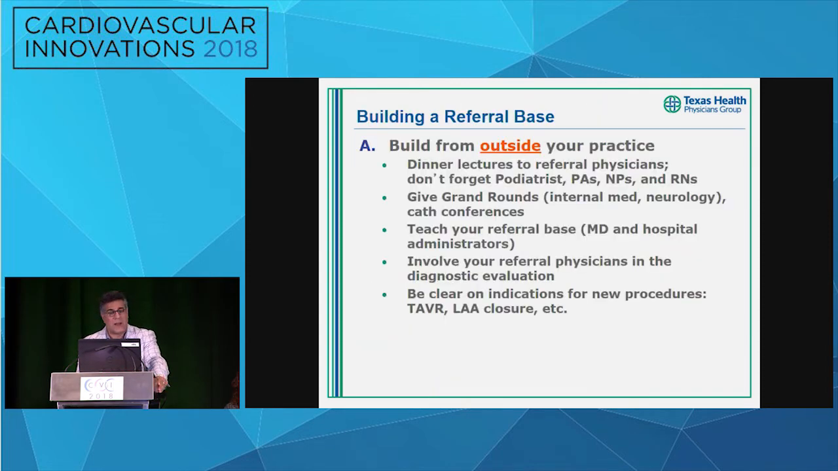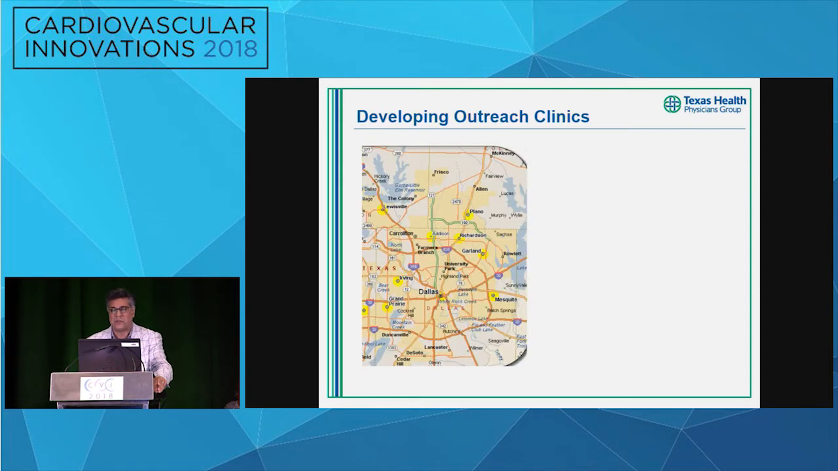How about outside your practices? Sure, educate people: podiatrists, PAs, NPs. Many of them have no idea how to evaluate patients with vascular disease. You teach your referral base that if someone has a wound, that's not something that's going to get better with Pletal. You actually need to try to improve the vascular space, and then be clear on indications, especially if you're starting new things like what's coming up now with TAVR and left atrial appendage closures.